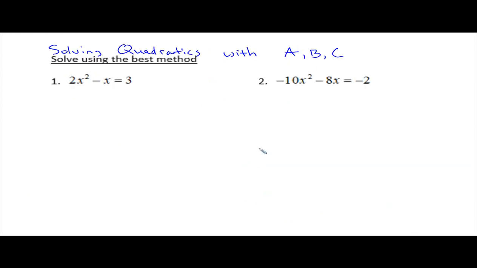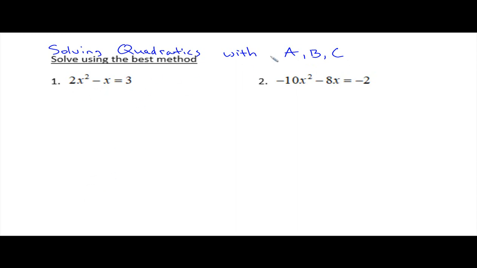The next situation you might have is when you have to solve a quadratic with a, b, and c. These are probably the most common situations where you have all a, b, and c values. Now remember, the a is the value in front of x squared, the b is the value in front of the x, and the c is the constant. It's the number without the x.